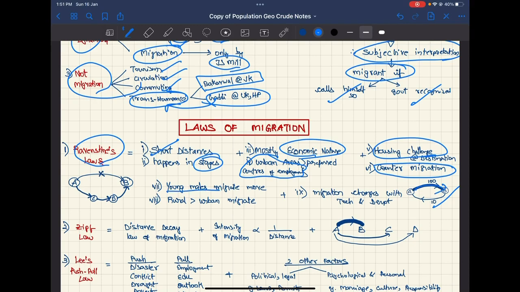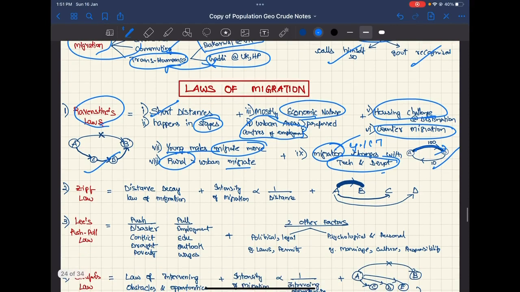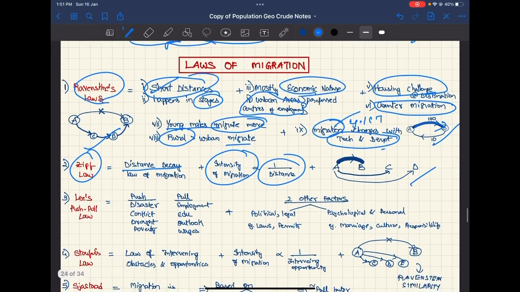Young males migrate more, and rural people migrate more. With change in technology and development, migration also changes. Example, ICT. So this is migration happening in stages. Zipf's law is the distance decay law. Intensity of migration is inversely proportional to distance. So this is in line with Ravenstein's law. And then Lee's push-pull law.